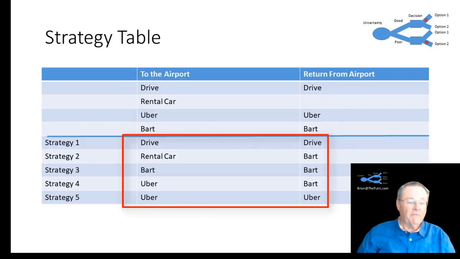I can then identify various strategies. Strategy one is drive and park and then drive home. Strategy two, I would take a rental car and maybe take BART home. Strategy three, take BART there and BART back. There's always a question about the reliability of BART getting to the airport, not so concerned about coming back. In strategy four, I could take an Uber there and a BART back to save some money. In strategy five, I just go Uber both ways. So those are the 5 strategies.